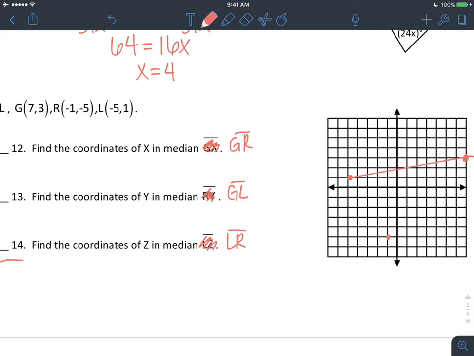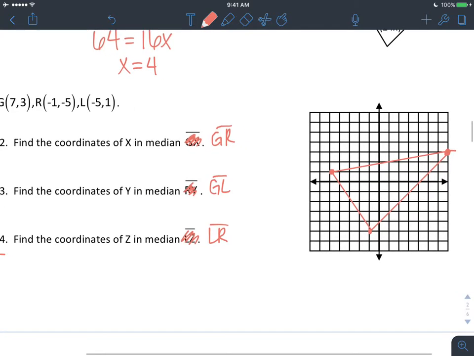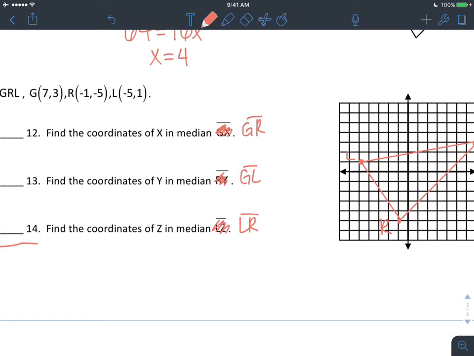So here is our triangle. So we have G over here, R, and L. So the first one says to find the median. So the median is going to be the point that cuts GR in half, which is the same thing as our midpoint. So we're going to be finding the midpoint of GR.